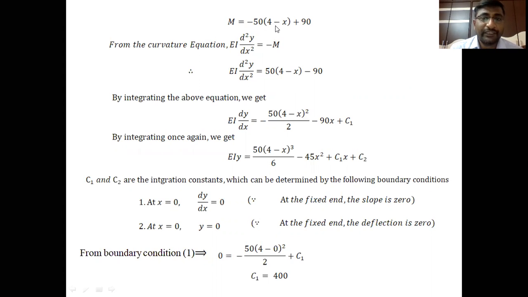Here I am not multiplying with the distance. So minus 50 into 4 minus x. 50 is the point load, that's why I'm multiplying the perpendicular distance. 90 is not a point load. It is already a moment. We need not multiply it with the distance.